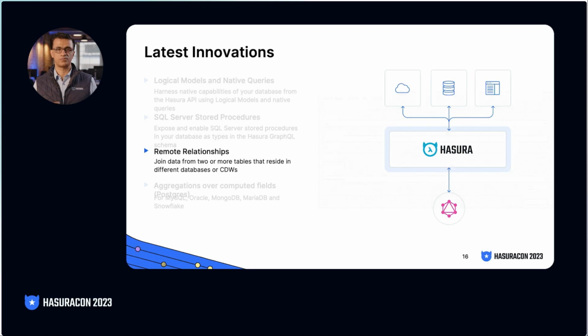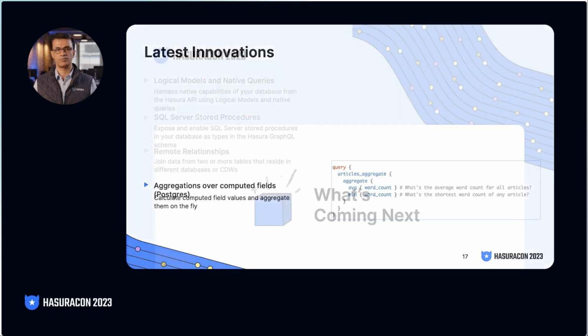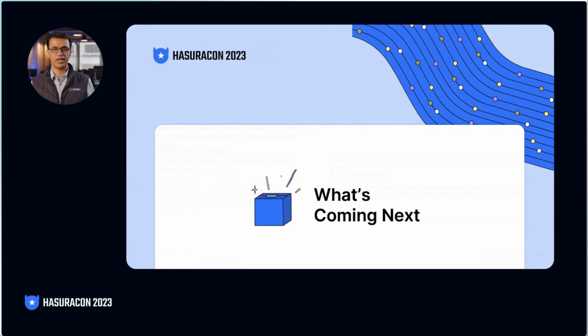Another highly requested feature for Postgres is aggregation queries for computed fields, where we calculate computed field values and aggregate them on the fly. So as you can see in the screenshot, you can do aggregations like average or min on an existing computed field like word count. Okay, so now let's talk about what's coming next.